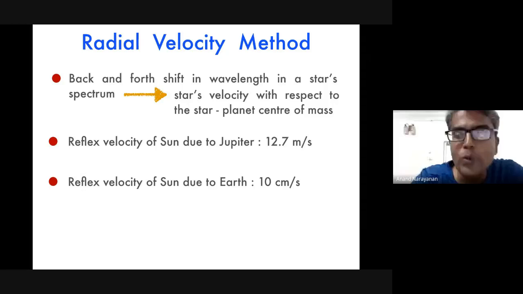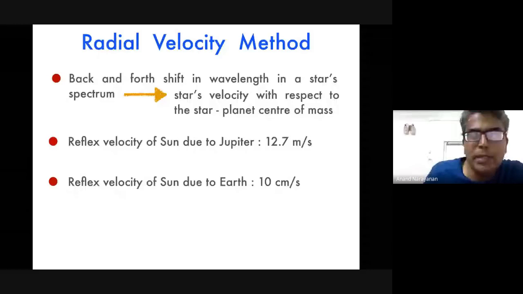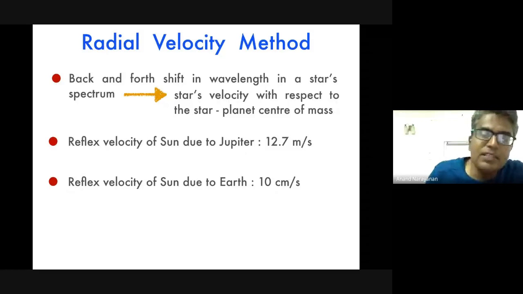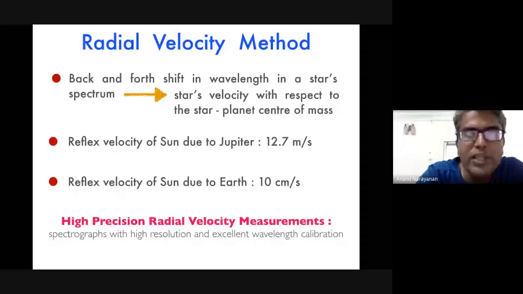A huge star moving with 13 meters per second or a few centimeters per second, that's a very, very tiny measurement to be made. And this is the reason why it took astronomers a very long time to actually discover the first extrasolar planet around other stars. This reason is because in order to do this, you need spectrographs with extremely good spectral resolution and excellent wavelength calibration. In other words, you need very high quality instrumentation to do that.